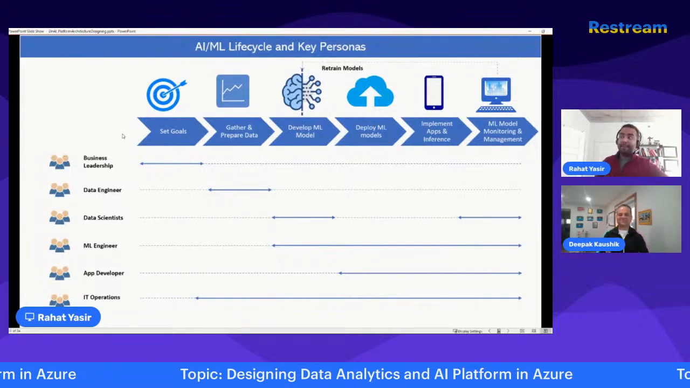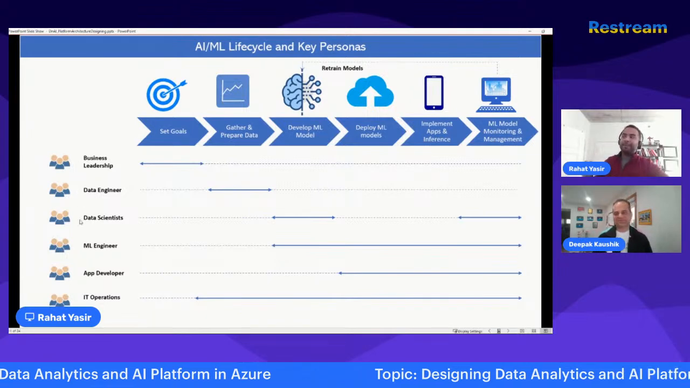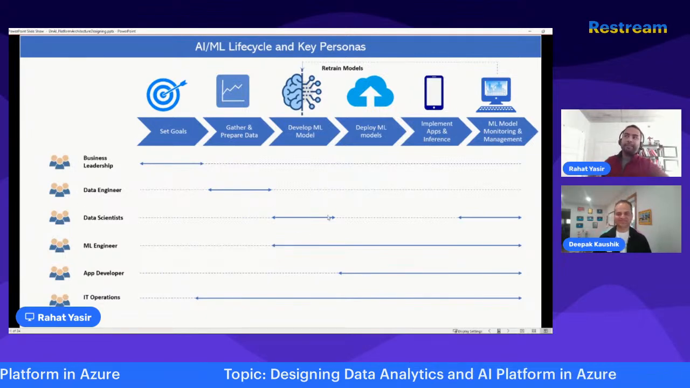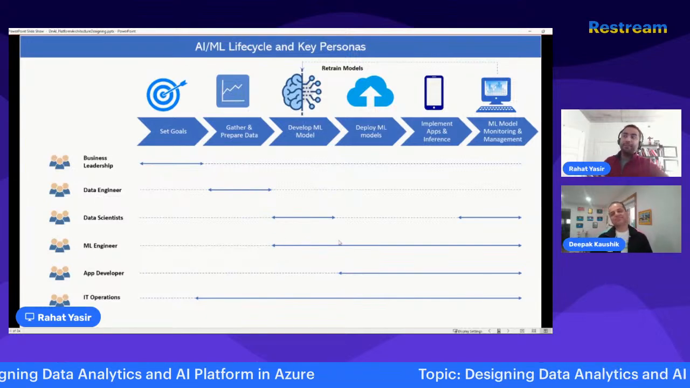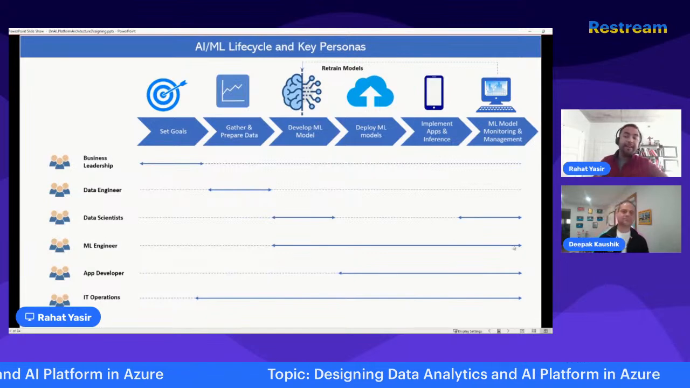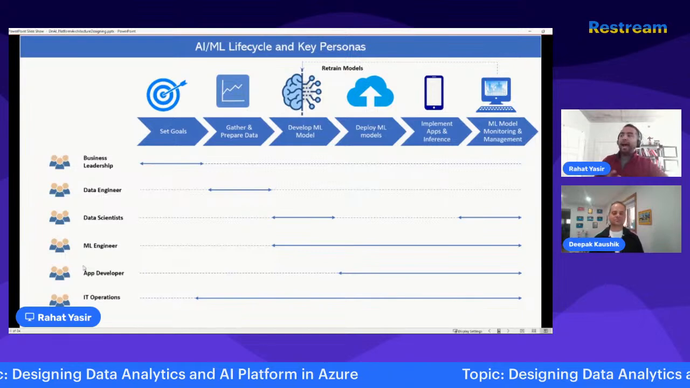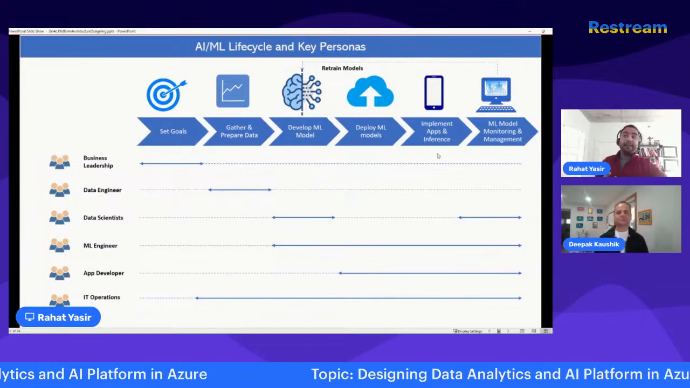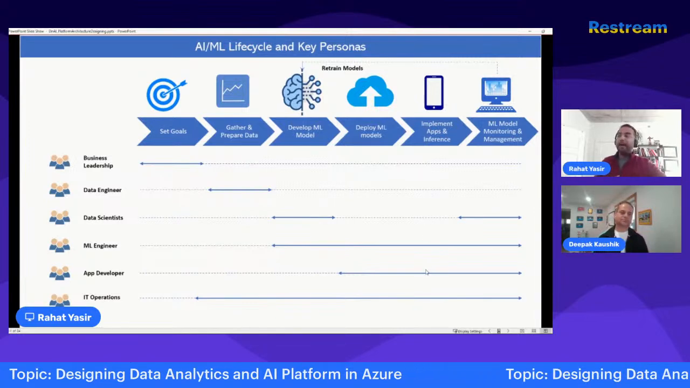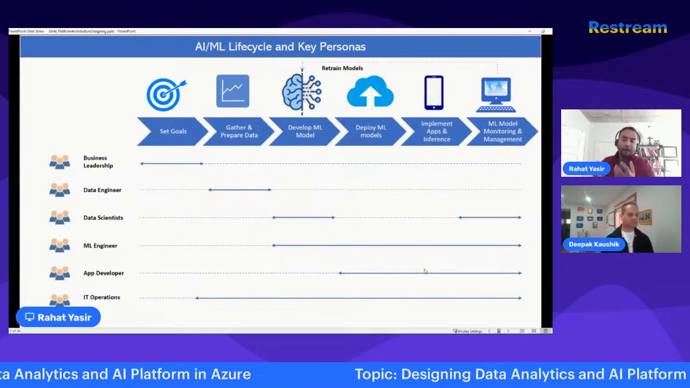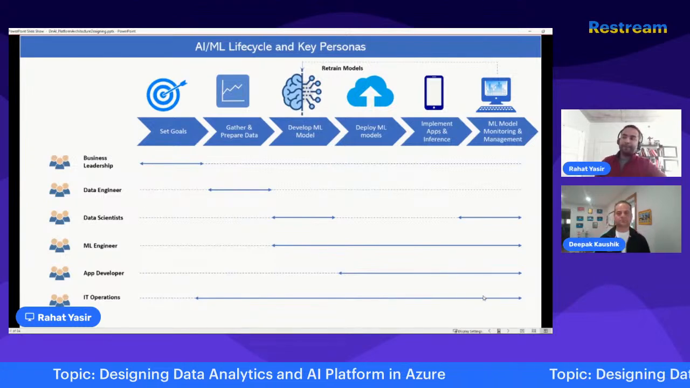We need multiple lifecycle personas within this lifecycle. We have the business leadership, data engineer, data scientist is the one who designed the model, developed the model. ML engineer who is working with the data scientist to deploy the model, rewrite some of the codes, prepare the YAML file, scoring file, PKL file. App developer is the one who connects the mobile app or web app with the deployed model through some sort of web interface or some sort of RESTful API. And the IT operation is the one who is supporting everyone.